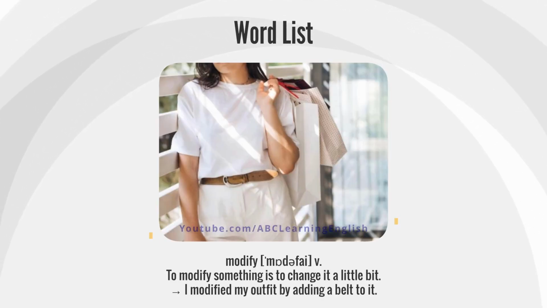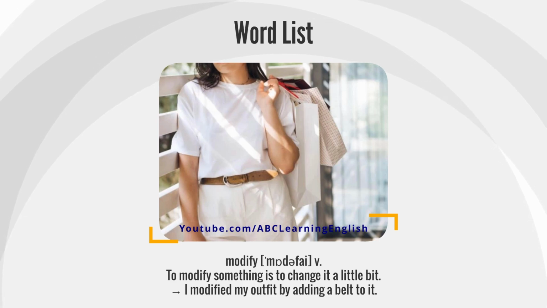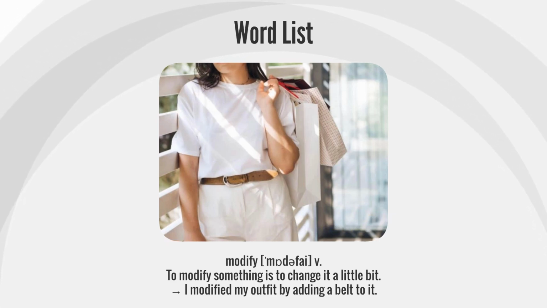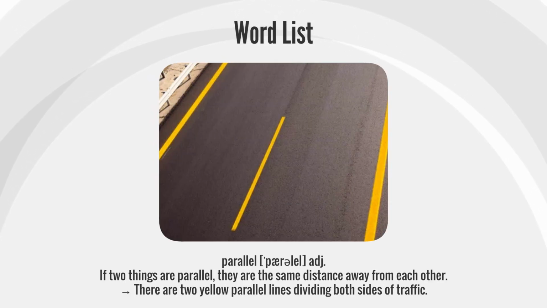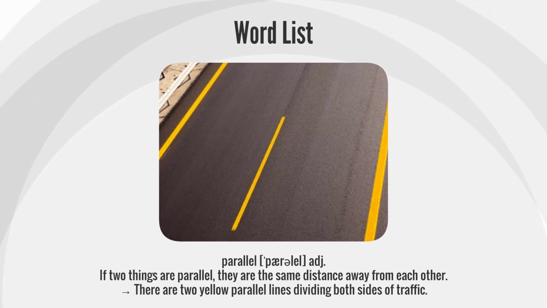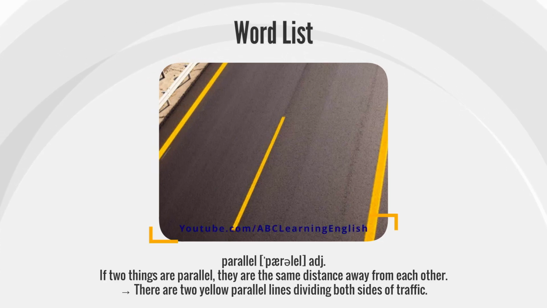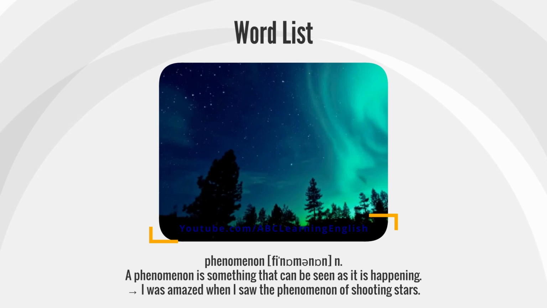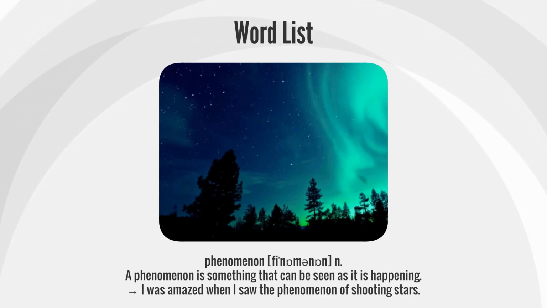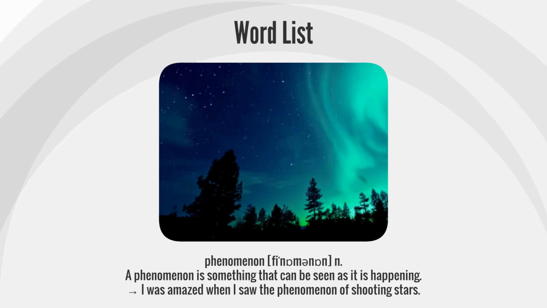Modify. To modify something is to change it a little bit. I modified my outfit by adding a belt to it. Parallel. If two things are parallel, they are the same distance away from each other. There are two yellow parallel lines dividing both sides of traffic. Phenomenon. A phenomenon is something that can be seen as it is happening. I was amazed when I saw the phenomenon of shooting stars.